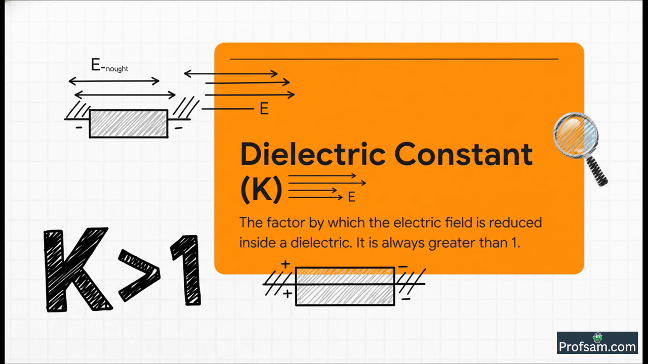Since the field always gets weaker, E is always smaller than E naught. This means K will always be greater than 1 for any dielectric material. The only time K is exactly 1 is for a vacuum, because there's nothing in a vacuum to polarize.